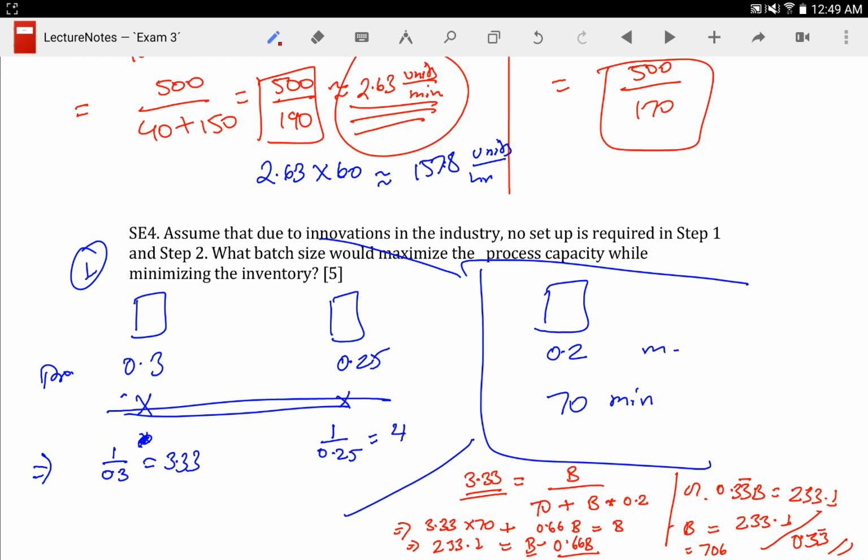Okay, so what this is saying is you have to have a batch size of about 700. Then if there was no bottleneck and if there was no setup time here, having a batch size of 706 would make this and this bottleneck together, right? Making this the maximum capacity you can get with the minimum amount of inventory possible.